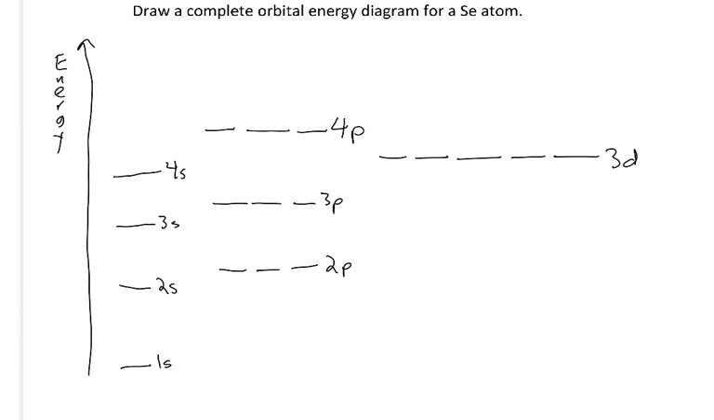And recall that to get the ordering correct, we need to use the periodic table, right? So we fill the 4s's before we fill the 3d's. So the 4s's have less energy than the 3d's, and the 4p's come next. So selenium has everything occupied up until the 4p's.